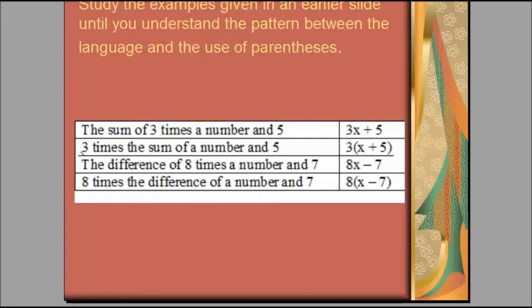A similar set of rules applies for words indicating subtraction. The difference of 8 times a number and 7 is 8x minus 7. Notice the word for subtraction, difference, comes before the word for multiplication, times, and we don't use parentheses. But compare this to the next expression, 8 times the difference of a number and 7. Here the word times, which indicates multiplication, comes before the word indicating subtraction, and we use parentheses.